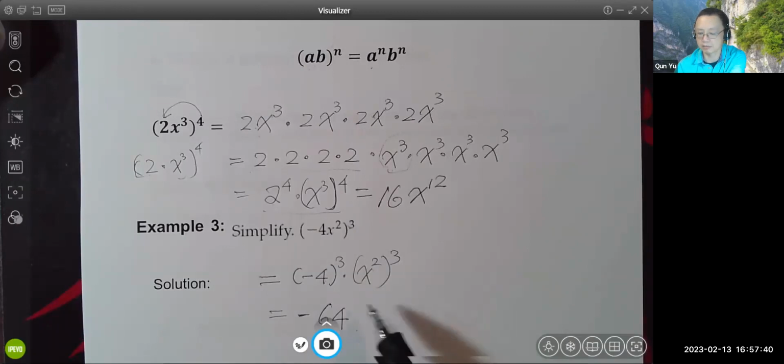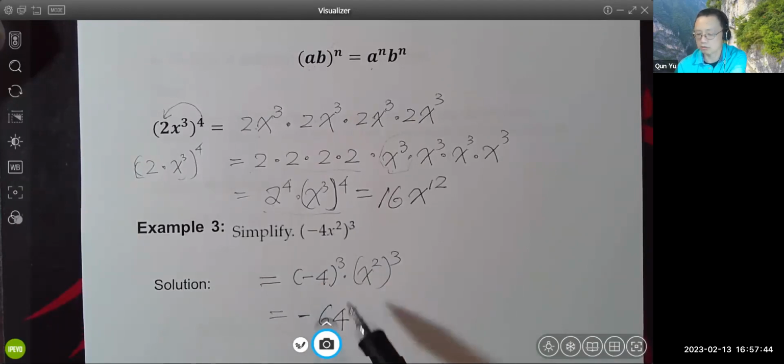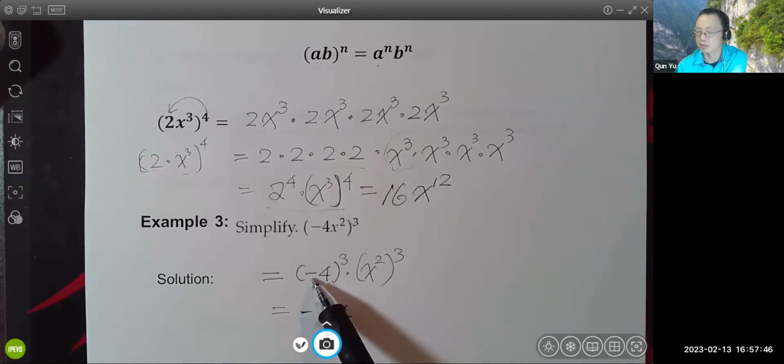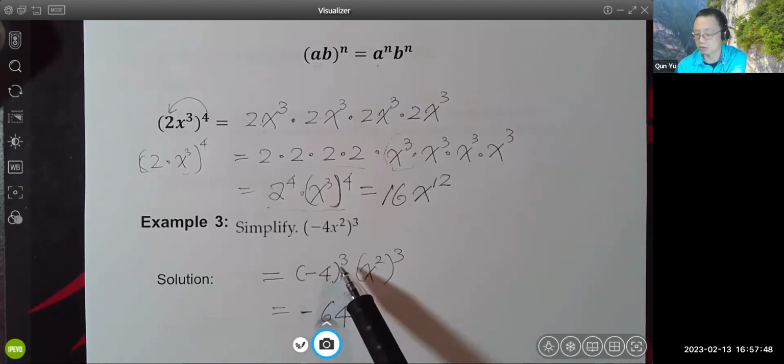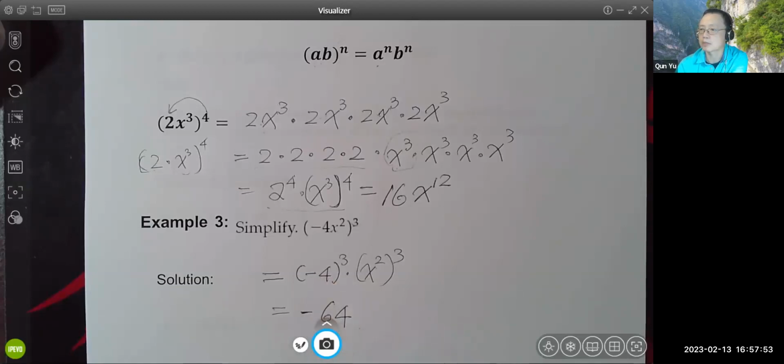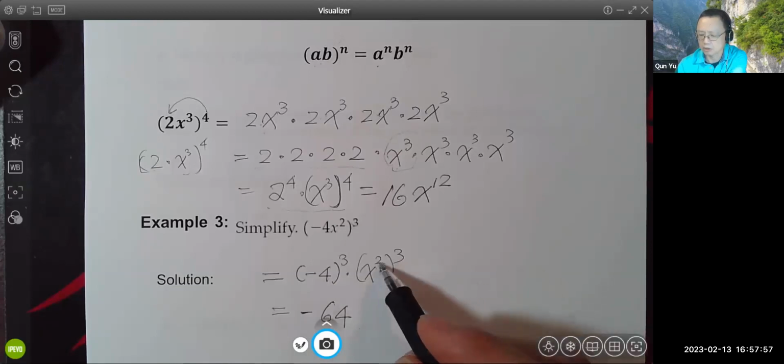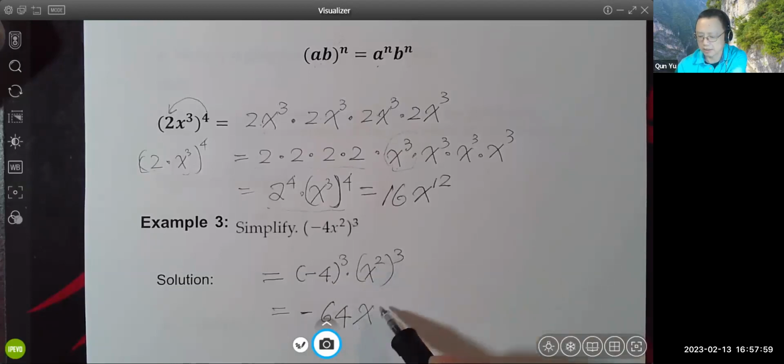If you use a calculator, suppose this is a decimal, you don't need to input the sign. You just use a 4 in this case because you already know the answer is negative. Why bother to carry the negative sign? The more buttons you push, the more chance you make a mistake. So multiply these two together, x to the 6th power.